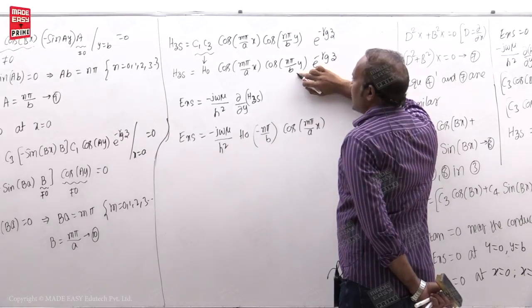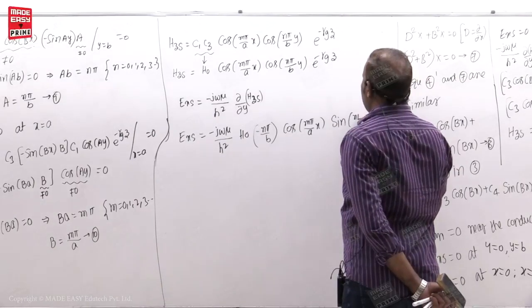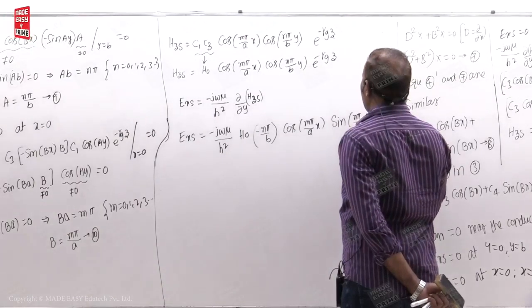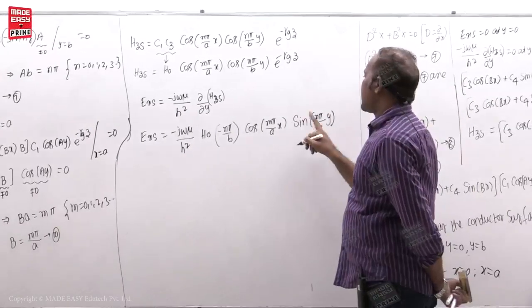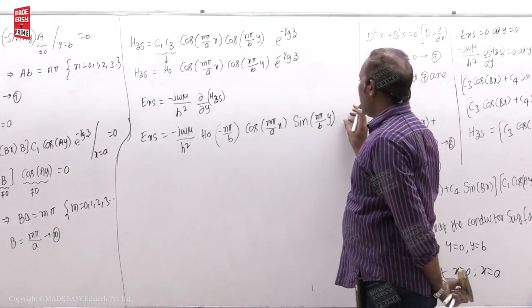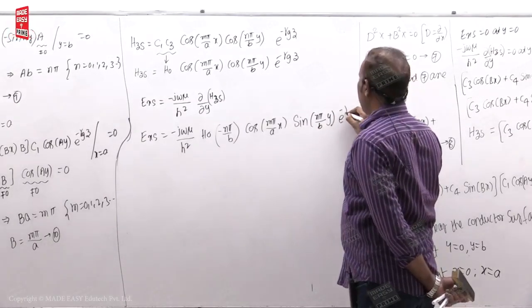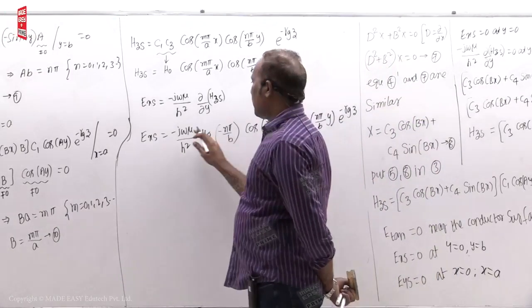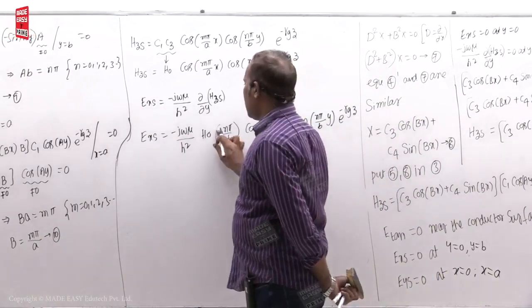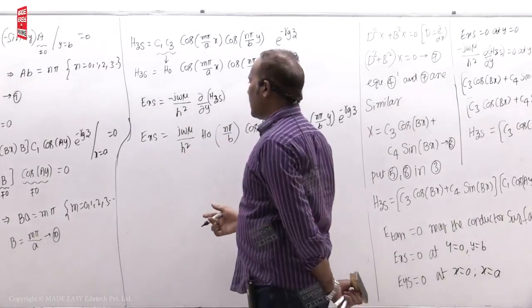So here minus sin of n pi by b into y, and n pi by b. So that means minus sin into n pi by b. So minus n pi by b I wrote here, then e power minus gamma g z. So ultimately minus into minus becomes plus, student. So this is the equation.